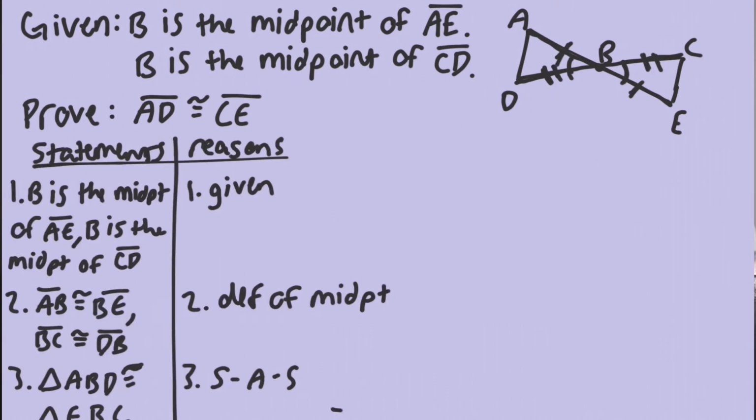And finally, we're trying to prove that segment AD is congruent to segment CE, but because we already proved that the triangles are congruent, then remember, corresponding parts of congruent triangles are congruent. So if you have 2 congruent triangles, every part of both congruent triangles are congruent.